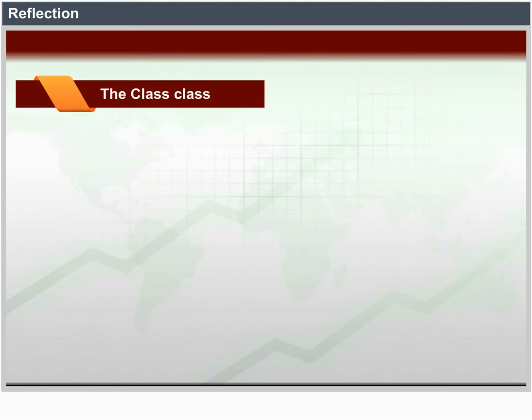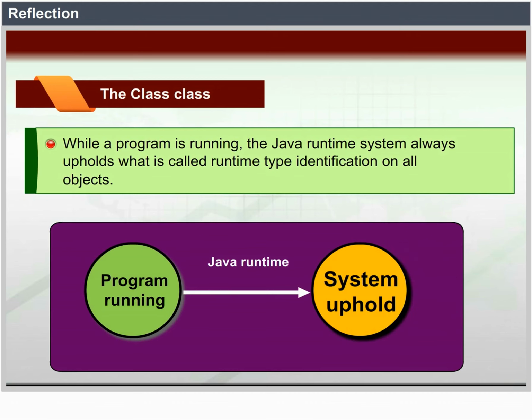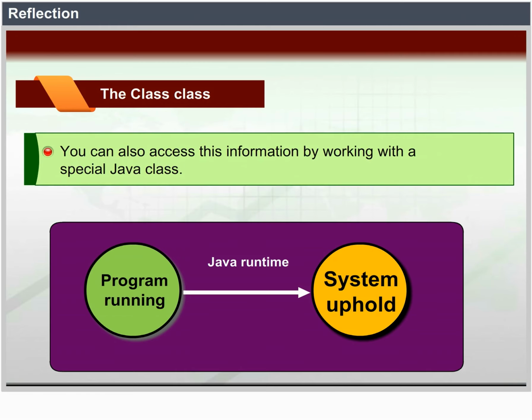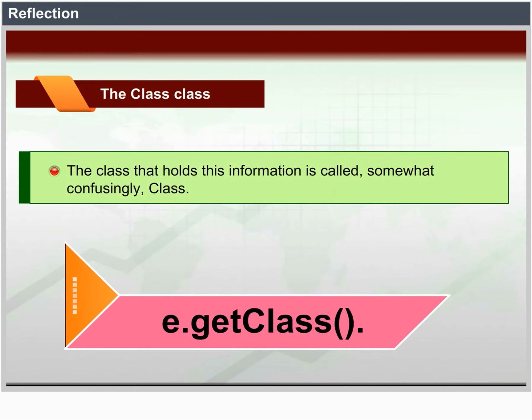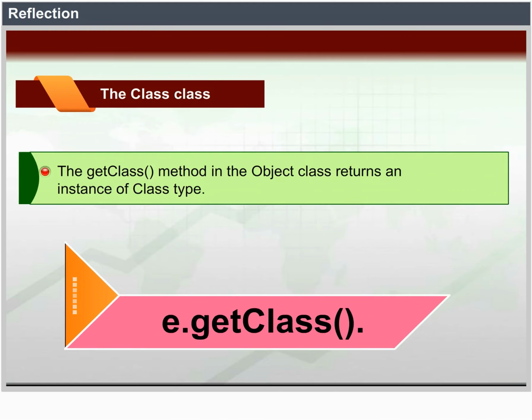The Class class. While a program is running, the Java runtime system always maintains what is called runtime type identification on all objects. You can also access this information by working with a special Java class. The class that holds this information is called, somewhat confusingly, Class. The getClass method in the Object class returns an instance of Class type.